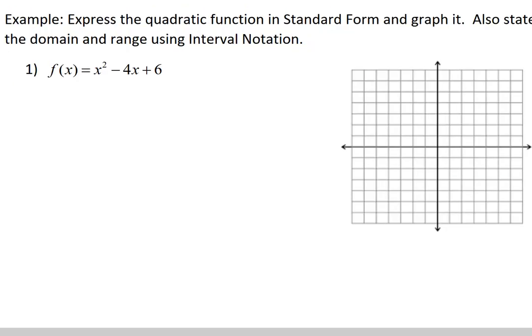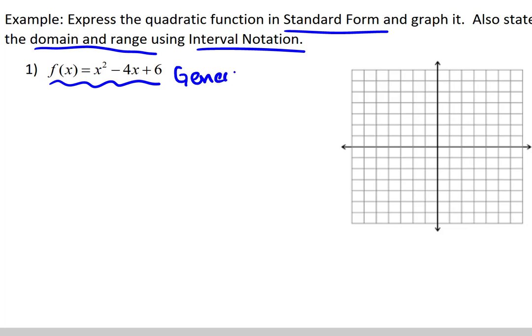Let's try an example where we want to express the quadratic function in standard form and graph it. Also, we want to state the domain and range using interval notation. So there are a few different tasks going on in this problem. Our first example reads this: f of x equals x squared minus 4x plus 6. Now, this given function is what we would call general form. And of course, we want to put it in standard form and then use that form to graph it.